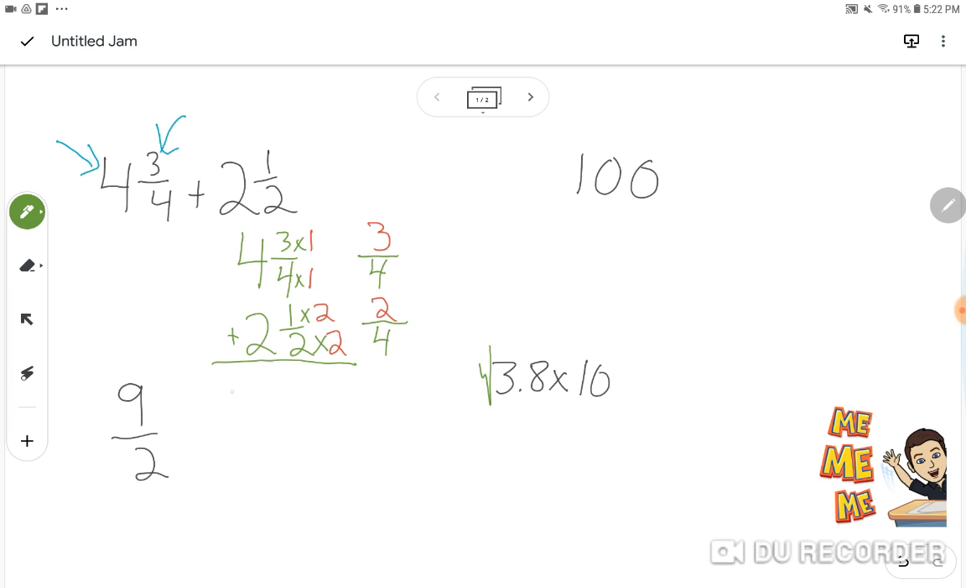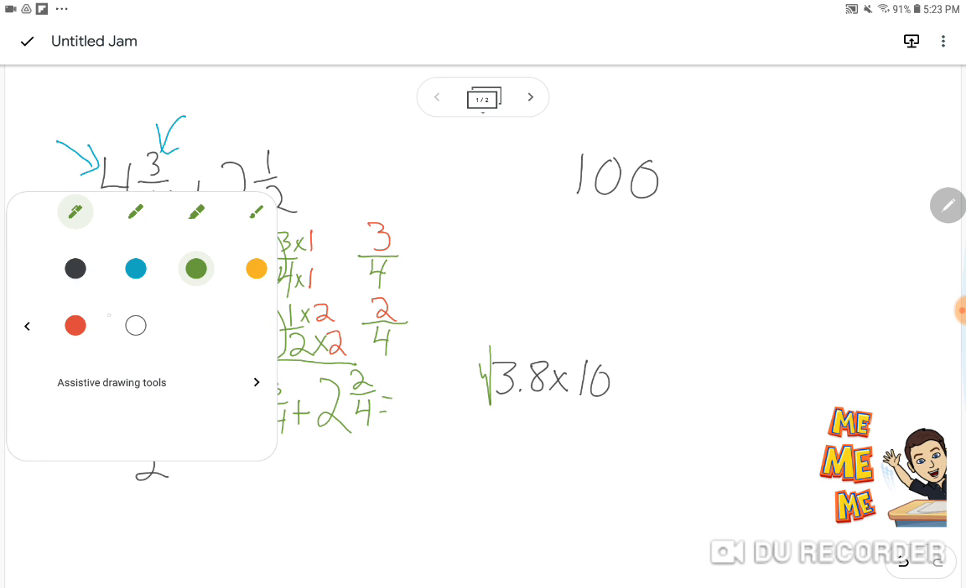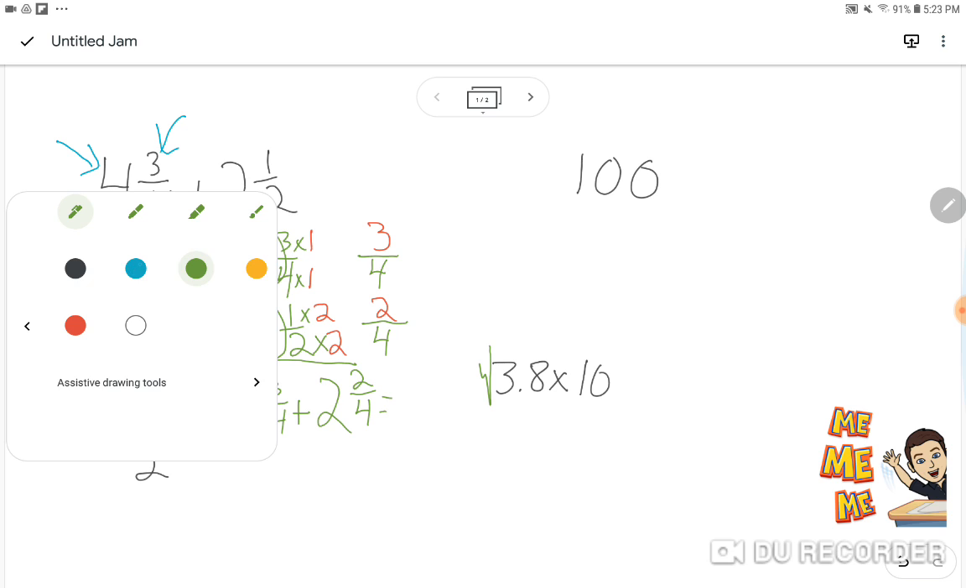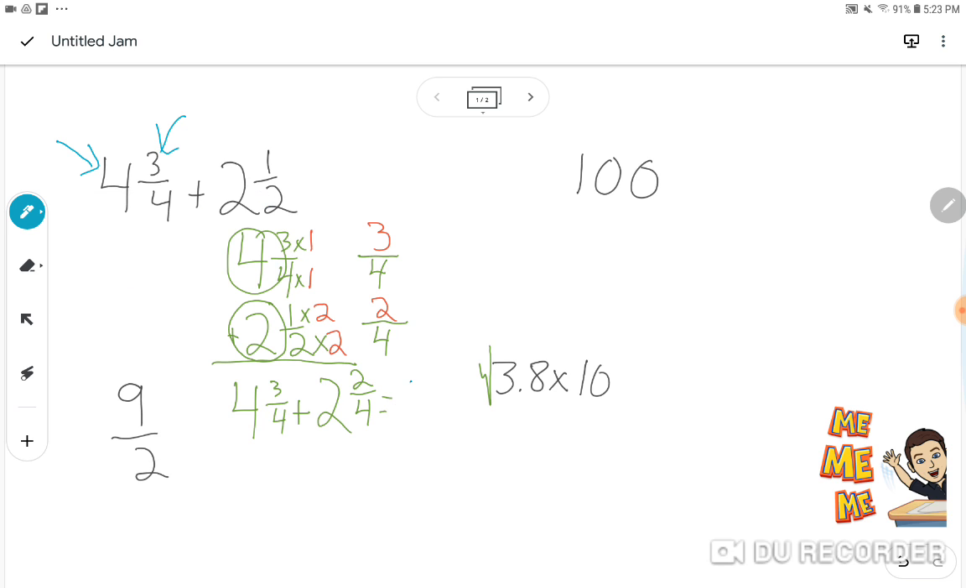Let's write this sideways. So we have 4. See, that's where I'm getting the 4 from. And 3/4 plus 2 and 2/4 equals, well, let's do the whole numbers first. Let's take 4 plus 2. Okay, so 4 plus 2 is 6. And then add the tops. 3 plus 2 is 5/4.